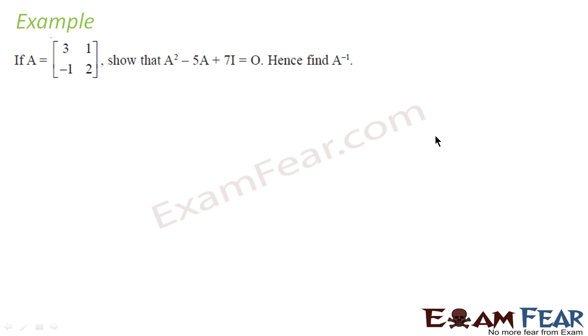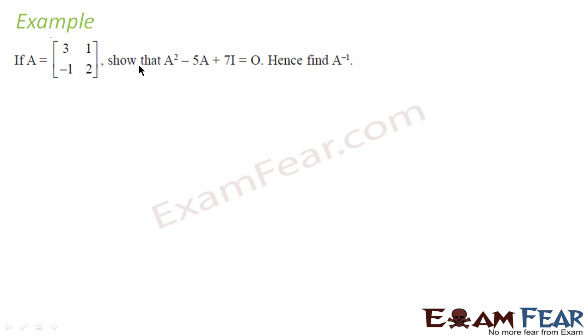The example says that there is a matrix A, 2 by 2: 3, 1, minus 1, 2. You have to show that A square minus 5A plus 7I is equal to 0. Also, we have to find A inverse. Showing this is very simple. We have done a couple of such examples in the matrices chapter, so we can do this here also.